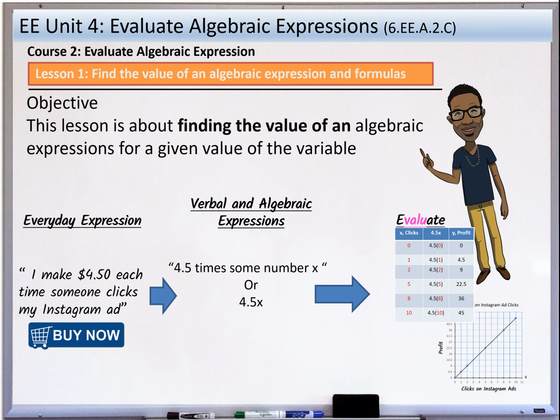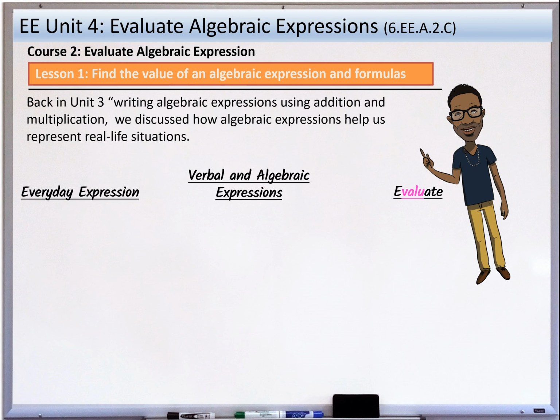E, and today's lesson is Course 2, Evaluating Algebraic Expressions. I'm going to find the value of an algebraic expression. Our objective is to find the value of an algebraic expression for a given value or given values of the variable.